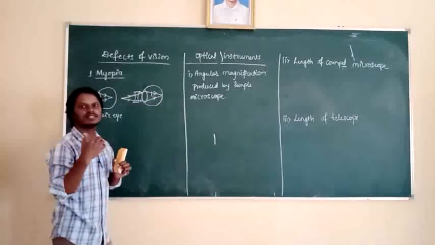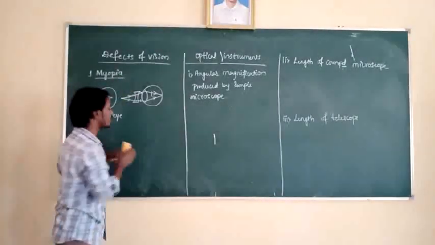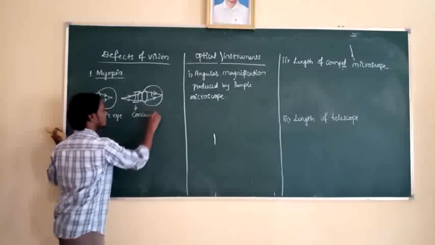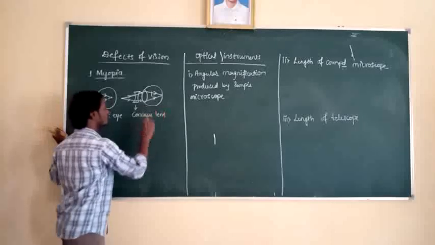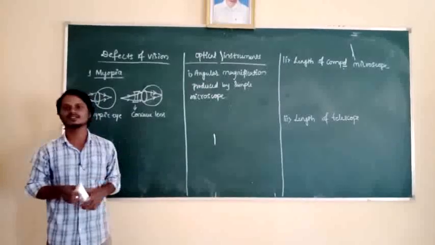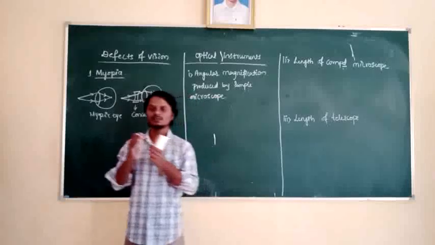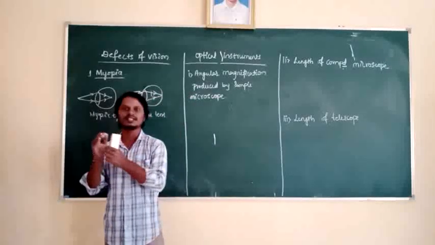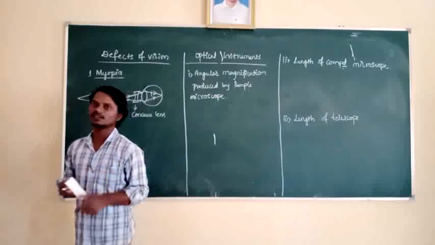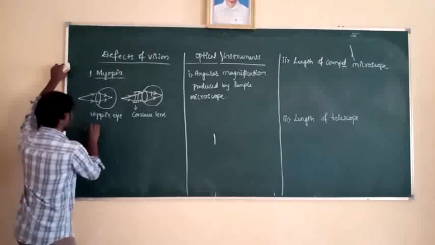What is the remedy for the myopia defect? The remedy for myopia defect is concave lens. Remember this one, concave lens. Then what is the power of a concave lens? The power of a concave lens is negative because the focal length of a concave lens is negative. So if the spectacles have negative power, which lens is used here? That is a concave lens. Next one, hypermetropia.